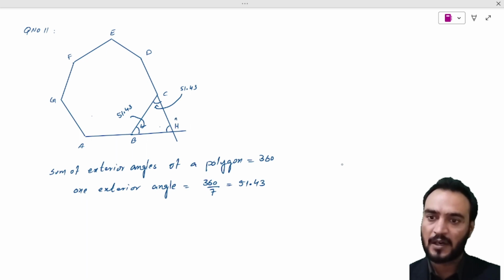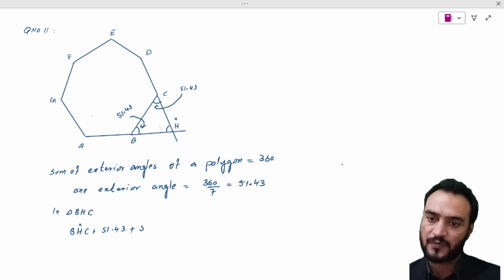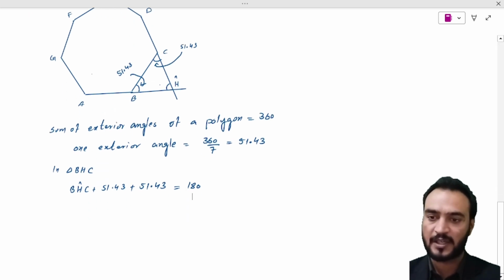So we will consider this triangle BHC. In triangle BHC, angle BHC plus 51.43 plus 51.43 is equal to 180 degrees, because the sum of interior angles of a triangle is always equal to 180 degrees.